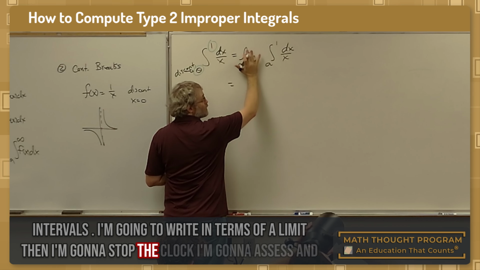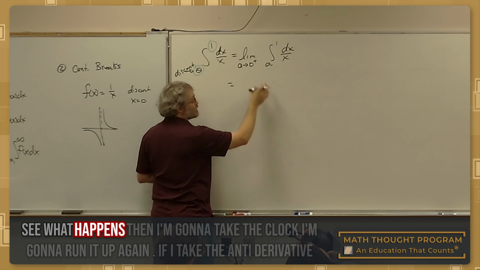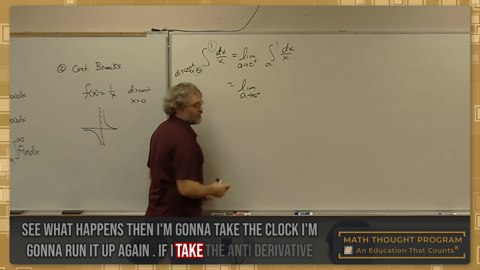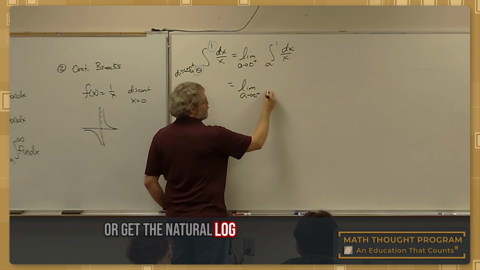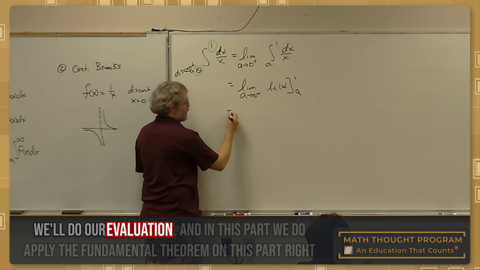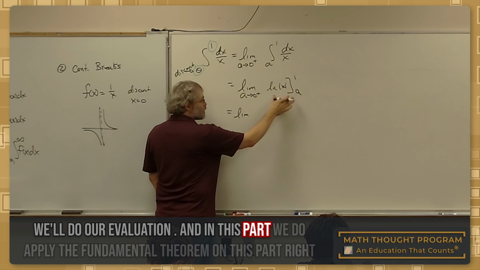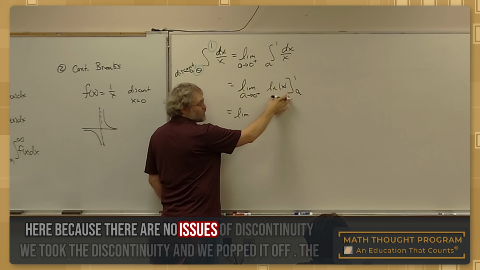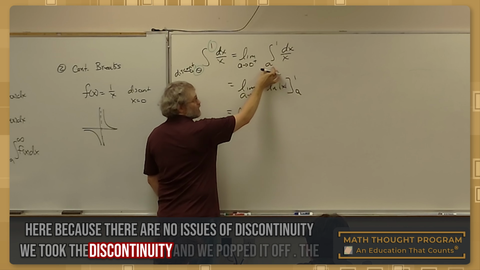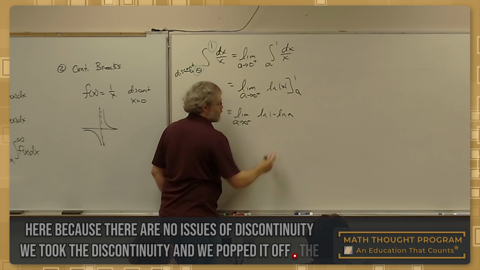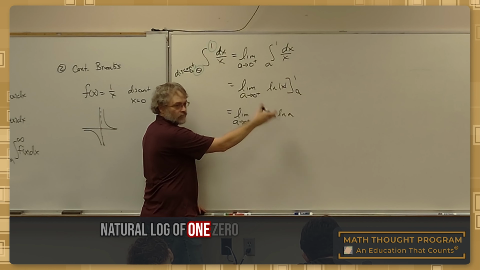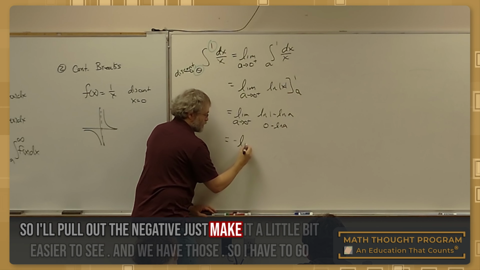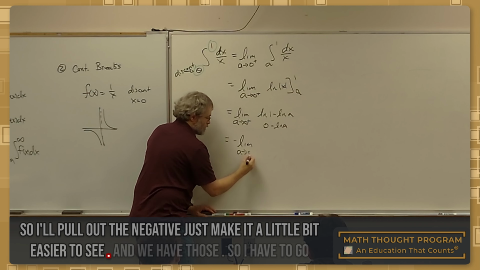Then I'm going to stop the clock. I'm going to assess and see what happens. Then I'm going to take the clock and run it up again. If I take the antiderivative or get the natural log, we'll do our evaluation. And in this part, we do apply the fundamental theorem on this part right here because there are no issues of discontinuity. We took the discontinuity and we popped it off. The natural log of 1, 0. So I'll pull out the negative, just make it a little bit easier to see.